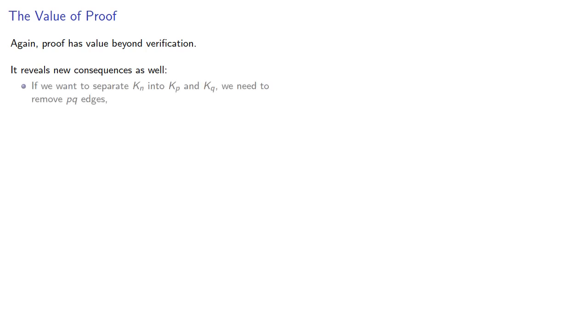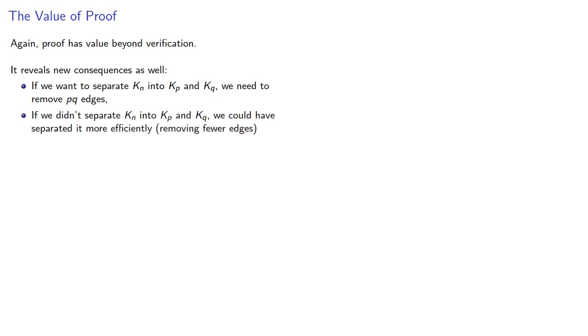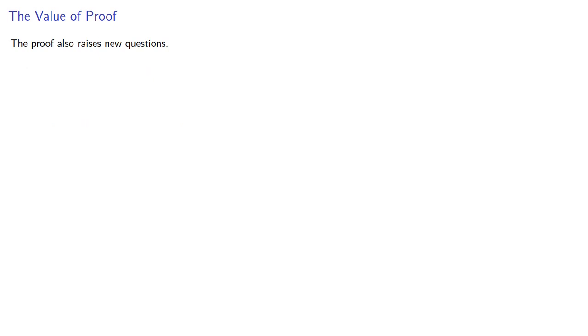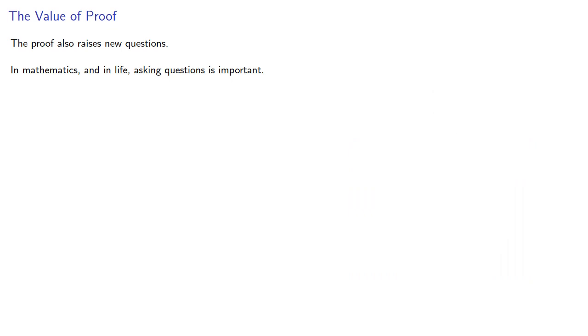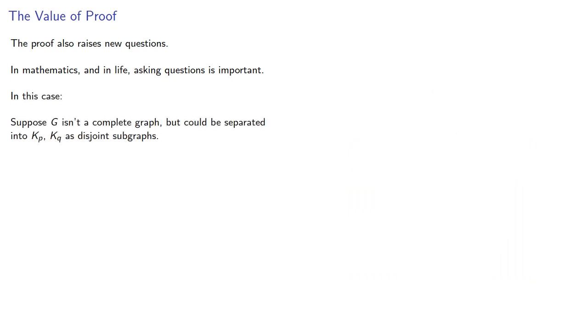So if we wanted to separate Kn into Kp and Kq, we need to remove pq edges. And if we didn't separate it this way, we could have separated it more efficiently by removing fewer edges. Perhaps the most important aspect of proof is that proof also raises new questions. And in mathematics and in life, asking questions is important. In this case, suppose G isn't a complete graph, but could be separated into Kp, Kq as disjoint subgraphs. Do we know anything about our original graph? And can we say anything about lambda G? We'll take a look at that later.